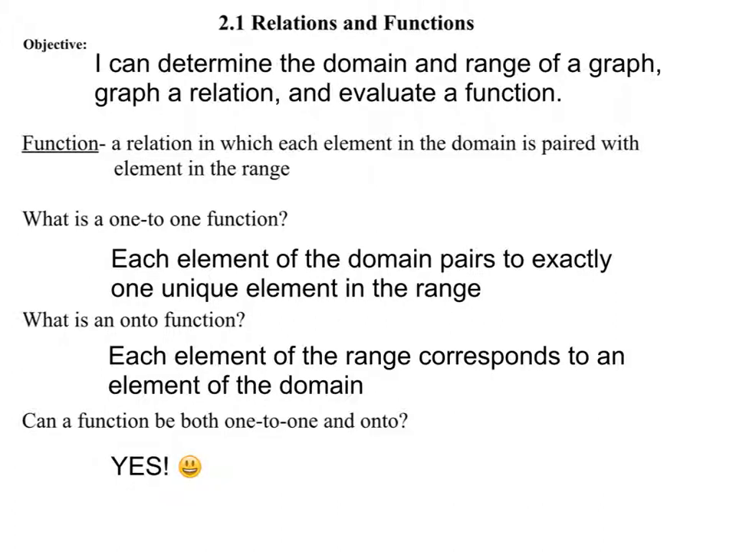A function is a relation in which each element in the domain is paired with an element in the range. What is a one-to-one function? It means that each element of the domain pairs to exactly one unique element in the range. And remember, when we're talking about domain, we're talking about x values. When we're talking about range, we're talking about y values.